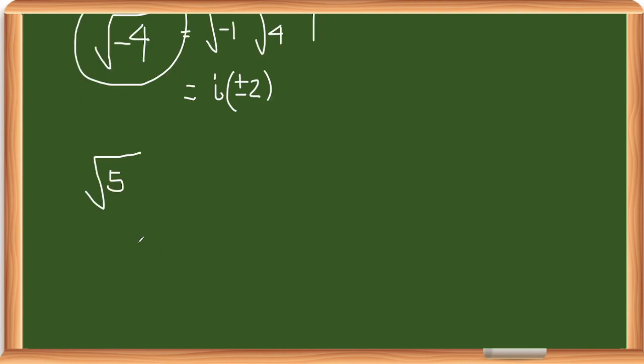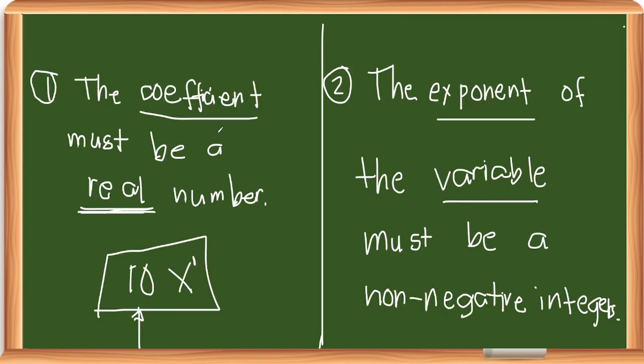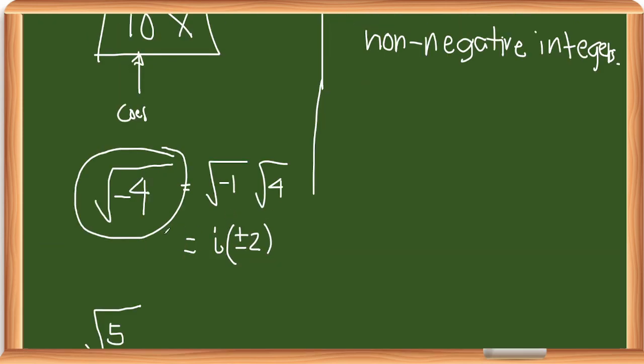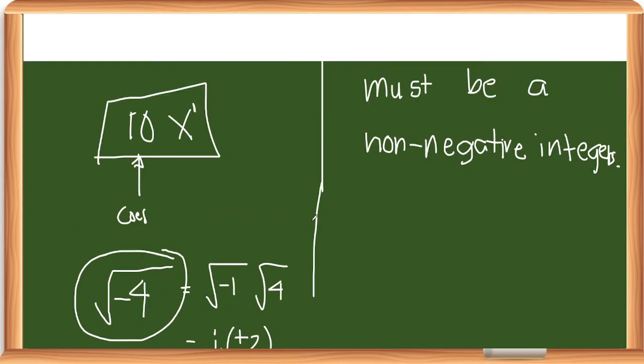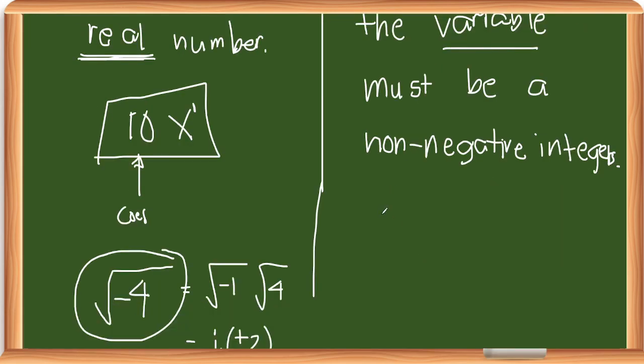No? So, for example, the square root of 10, it is still real. No? So, those are the real numbers. So, that is what you will remember: the coefficient must be a real number. So, when you encounter a negative sign inside the radical sign, a negative number inside the radical sign, then it is not real. Now, for the exponent, it must be a non-negative integer.